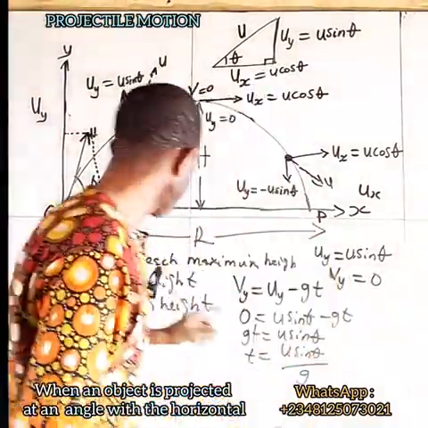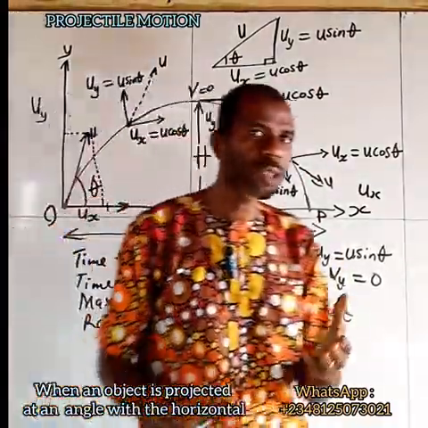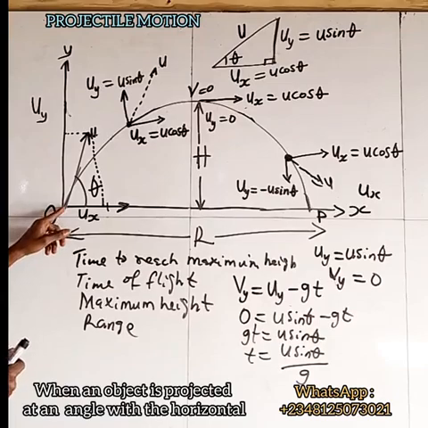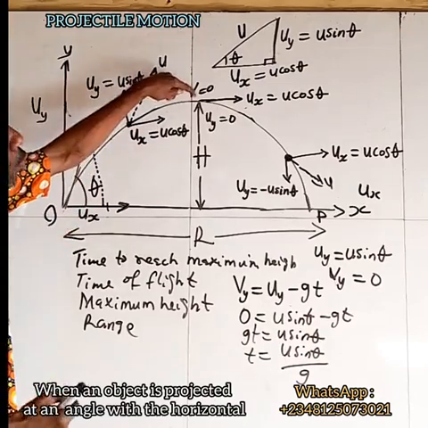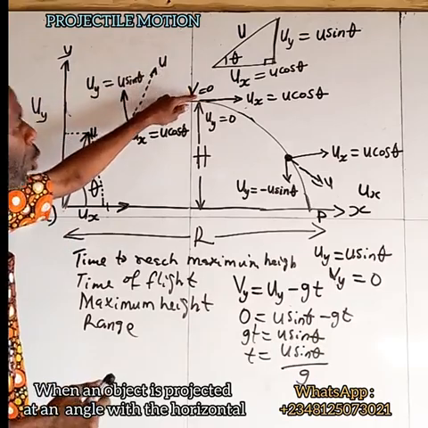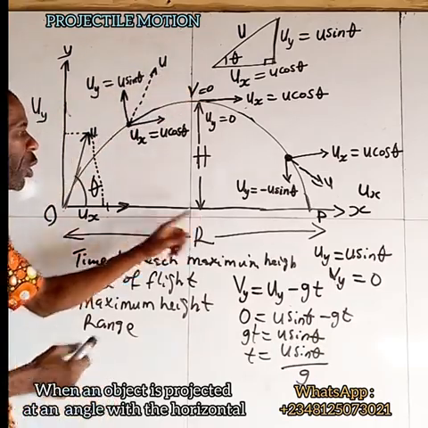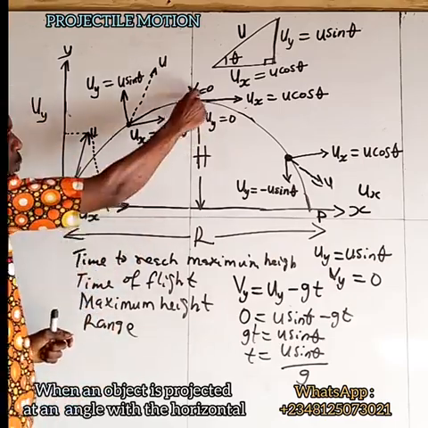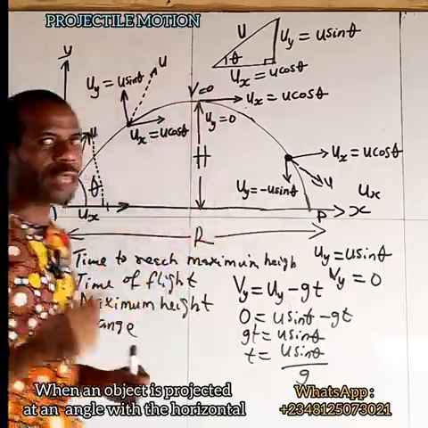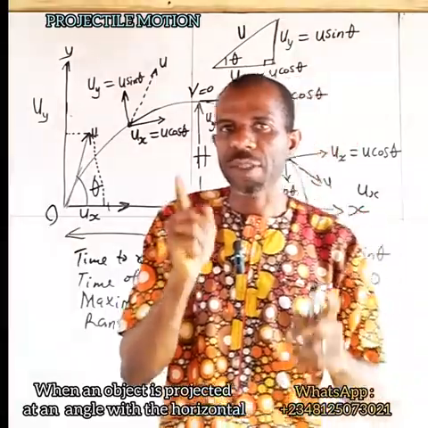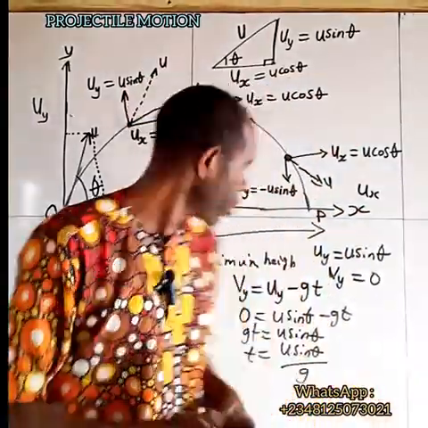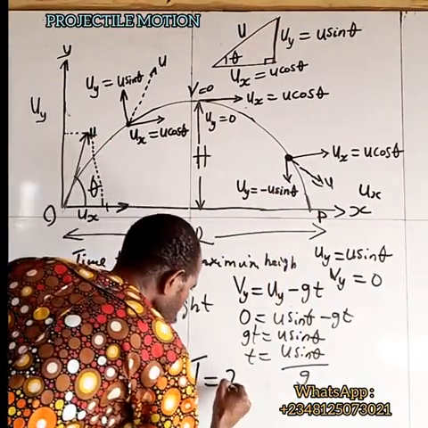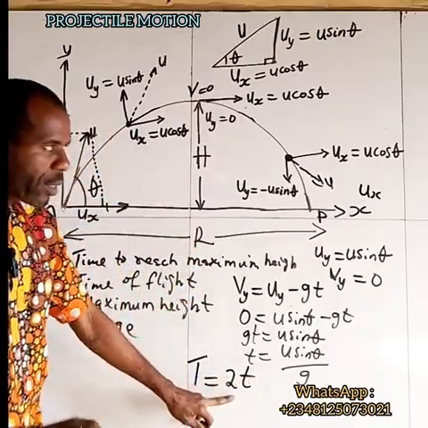Now, what about the time of flight? The time it takes to reach the maximum height is the time it takes the projectile from this point, the point of projection, to get to this point. So that time is also equal to the same time to get down. So the time of flight is not just the time it takes to get to this point, but also to come down. So time of flight is equal to 2 times the time it takes to reach the maximum height. Time of flight is represented as capital T, which is equal to 2t.